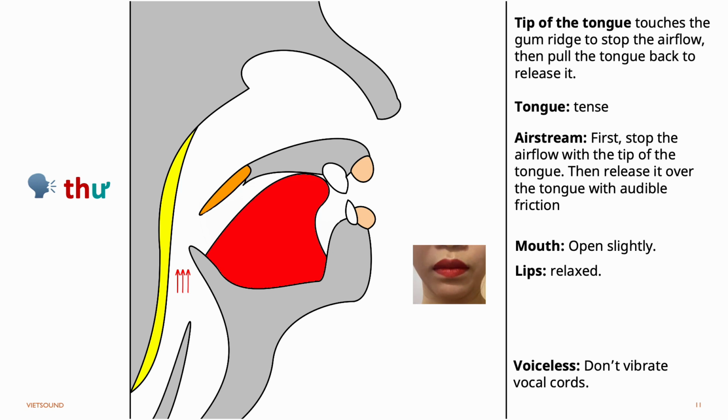Now let's talk about the airstream. It's very important for the th sound. Stop the airflow with the tip of your tongue, then release it over the tongue with audible friction. Open your mouth slightly. Keep the lips relaxed. The last thing you have to remember about the th sound is that it is a voiceless sound, so you don't have to vibrate the vocal cords. Now let's try to say the sound. Th, th, th, thu.